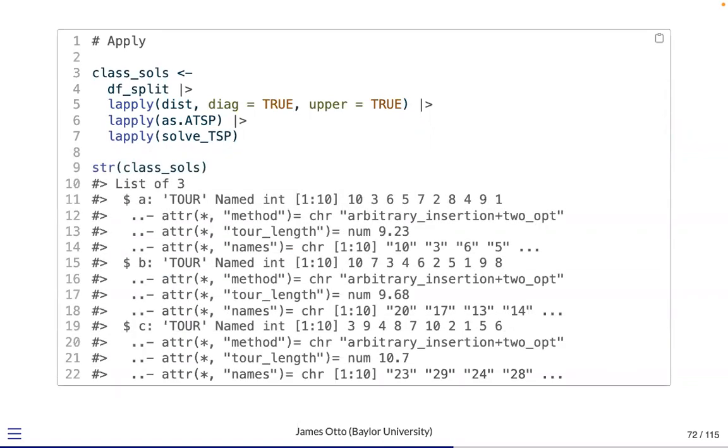And at the end, we have our class_solved object, which itself is a list. But now the elements of the list, where before they were data frames, are named integer vectors. Each of these encodes the solution to the traveling salesperson problem for each of our original data frame groups.